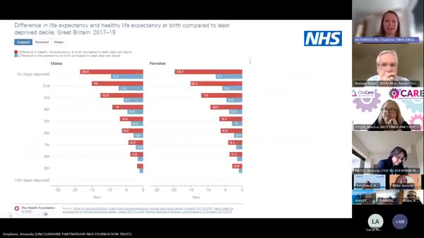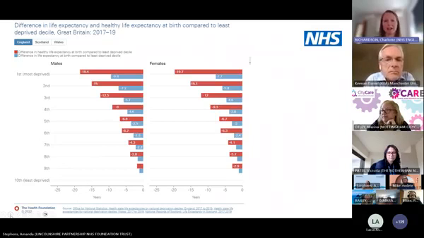So on the next slide is some of the data. So we do have lots of data at a national level, at a population level, really showing these stark inequalities. So this is data from the Health Foundation, looking at the difference in life expectancy and healthy life expectancy between different deciles of index of multiple deprivation. So blue is life expectancy and red is difference in healthy life expectancy.